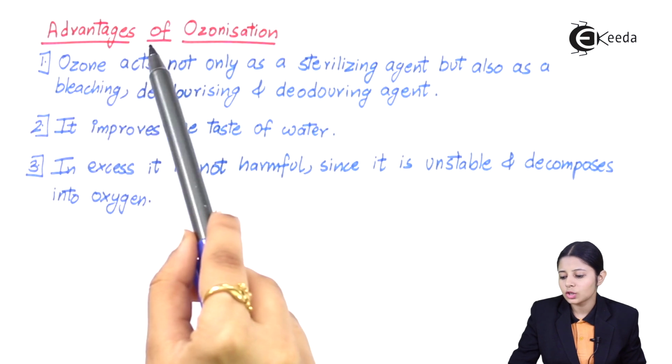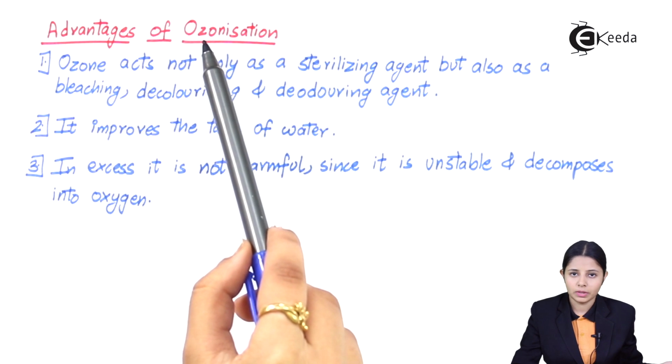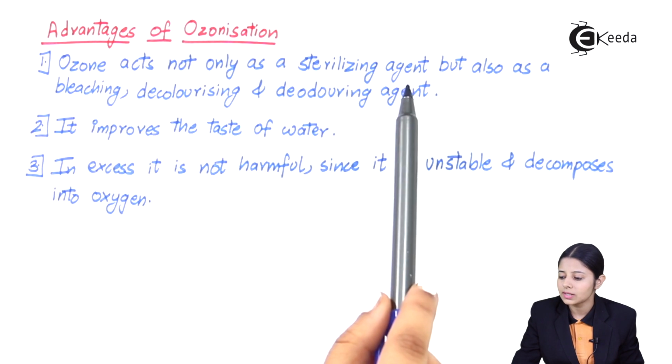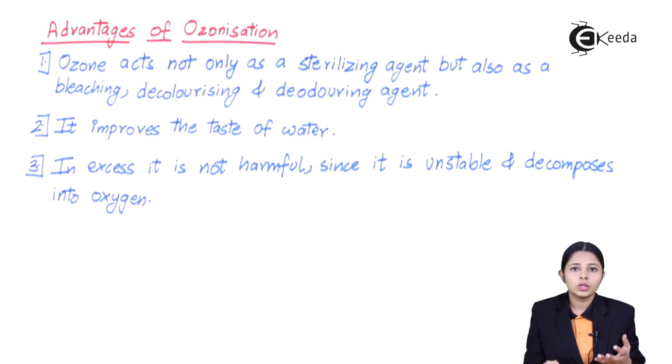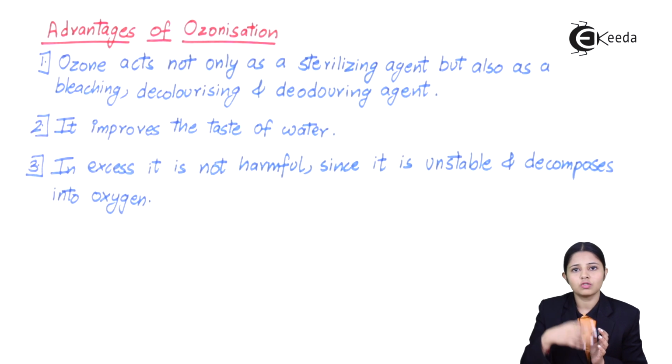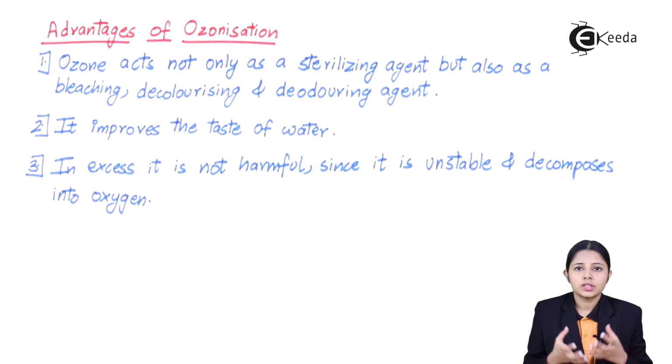Now let us see the advantages of ozonization over all the other sterilization methods. The first one is that ozone acts not only as a sterilizing agent but also as a bleaching, decolorizing and deodorizing agent. It not only cleanses the water but also makes sure that the odor-creating germs go out in the form of gaseous air, so the water which remains is odorless. Also, it is very important to make the water colorless. If we think about potable water or sterilized water, we do not think about any color related to it. Water has to be transparent and pure. It should not have any color or any muddiness or turbidity in it. So ozonization helps to get rid of the color as well.